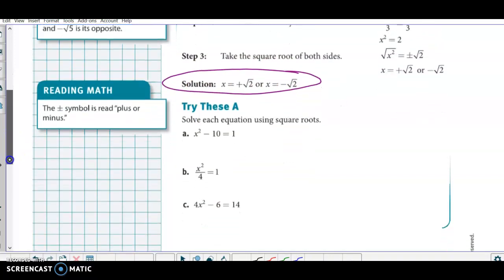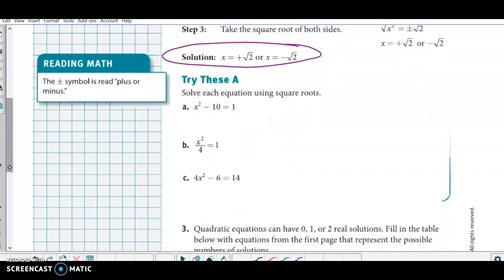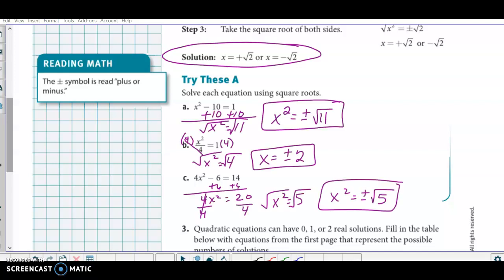So let's do a little practice. I'm going to have you pause and then come back and check your answers. Okay, welcome back. So for A, you should have gotten x, sorry, that should just be x, not x squared. x is equal to plus or minus the square root of 11. Remember, we're just going to leave them as a square root. B, x equals plus or minus 2. And C, x equals plus or minus square root of 5.